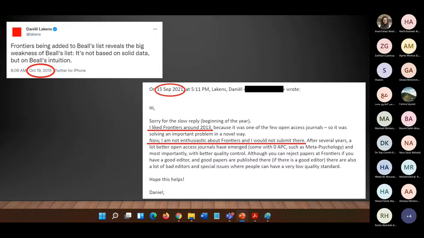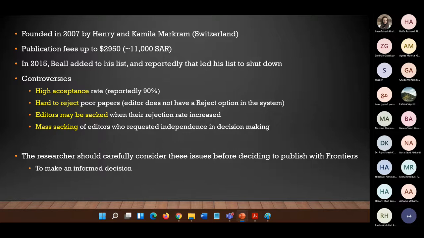So what's the story behind Frontiers? It was founded in 2007 in Switzerland. It has high publication fees, around 11,000 Saudi riyals per paper, which is very expensive. You see how expensive it is. So Jeffrey Beall added it to his list. Controversies: high acceptance rate. Reportedly, it accepts like 90% of submissions. They don't announce this on their journals, but that's observers' estimation of the acceptance rate, which is too high, especially for somebody charging 11,000 Saudi riyals.